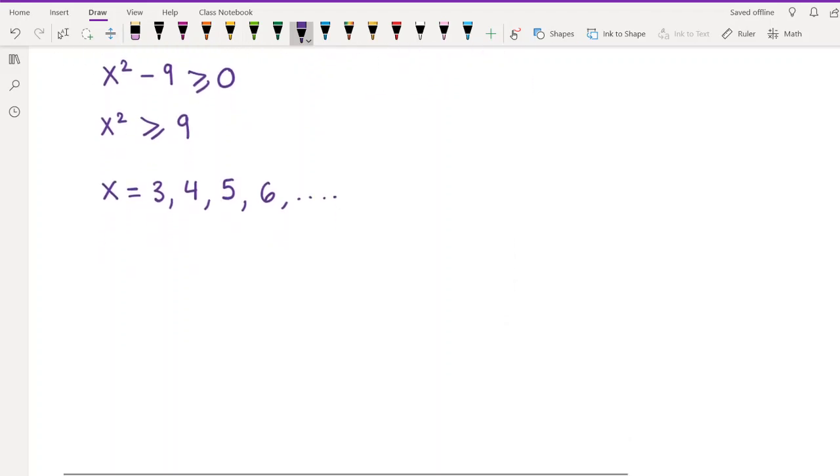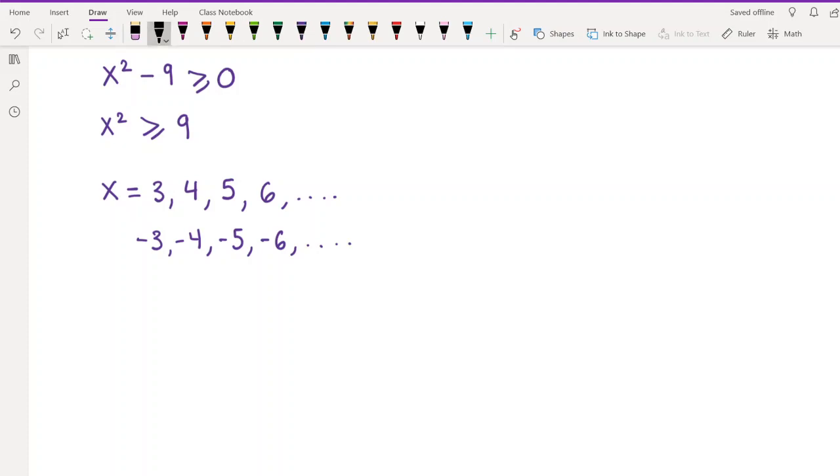But that's not it. There's other answers that would work too, right? X could also be negative. So negative 3 would work because negative 3 squared is the same as positive 3 squared. Negative 4 would work. Negative 5 would work. Negative 6. So basically, any number that is less than negative 3.